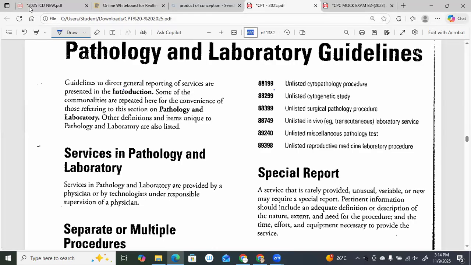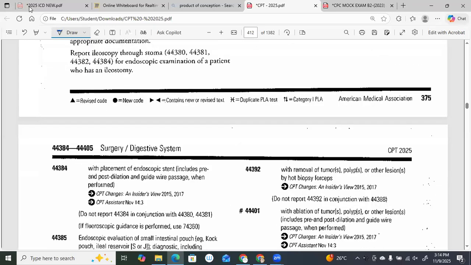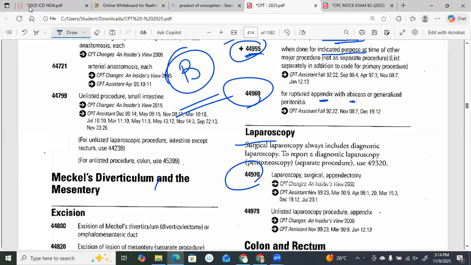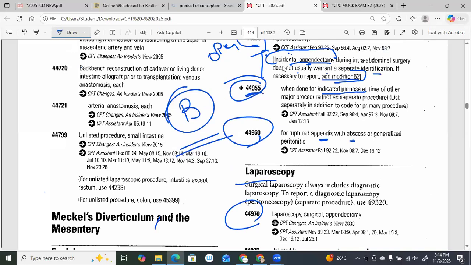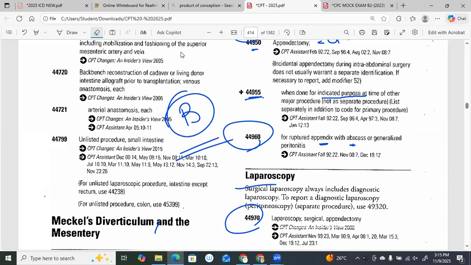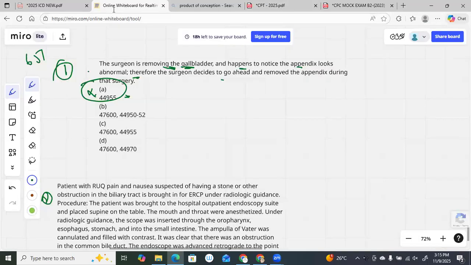Let me pull this code here. It is 44955. So this is an add-on code. How have we identified this is an add-on code? Because we have this icon at the beginning of the code. So whenever we have this icon at the beginning of the code, that means we cannot use this code as a primary procedure. So the first option has been ruled out. Now we are left with option B, C, and option D.